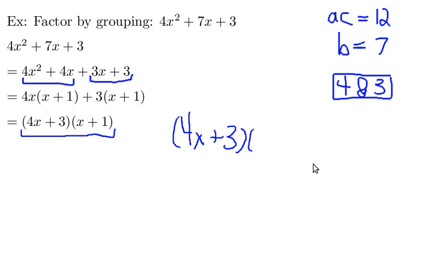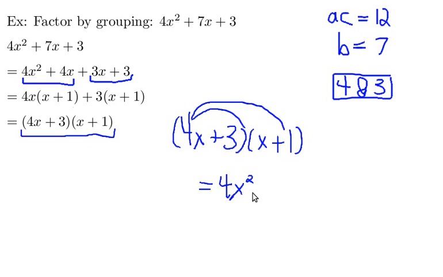For the next two, I'm not going to check them, though, because we already did that in the previous videos. 4x plus 3 times x plus 1 equals 4x times x will give you 4x squared. 4x times 1 will give you plus 4x. 3 times x will give you 3x. 3 times 1 will give you plus 3.